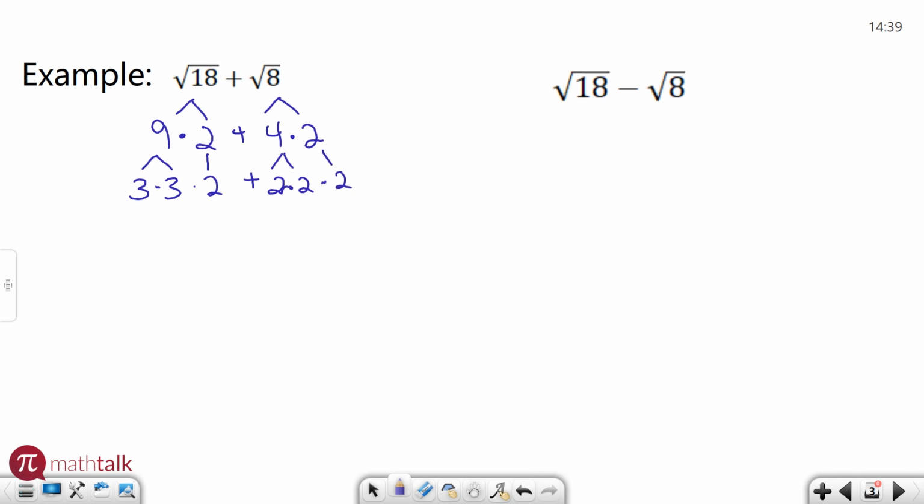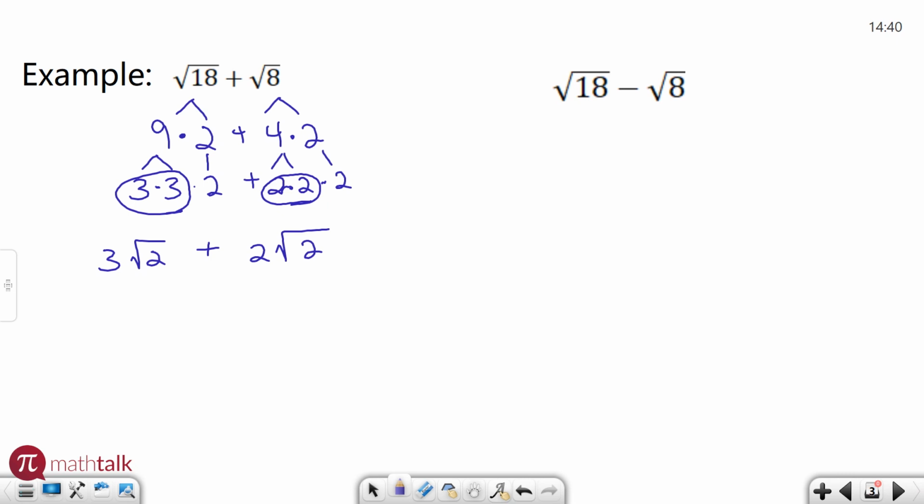Okay, so I want to look for pairs of numbers now. So on the left half, I have a pair of 3's. And on the right half, I have a pair of 2's. So I'm going to take one number from each pair and put it on the outside. So 3 root 2 is left on the inside, plus take one of my 2's, put it on the outside, and then put whatever is left over on the inside, in this case a 2. So now I've simplified each of my square roots.